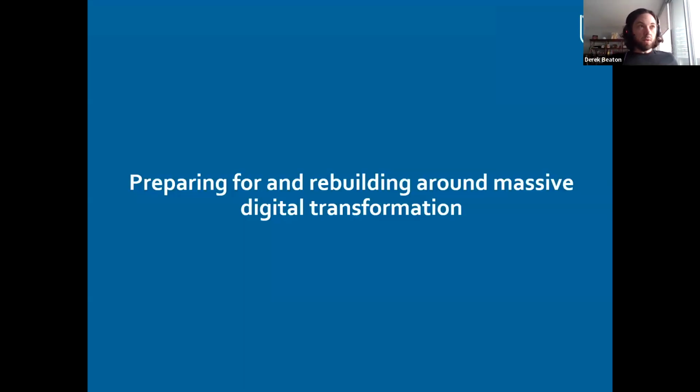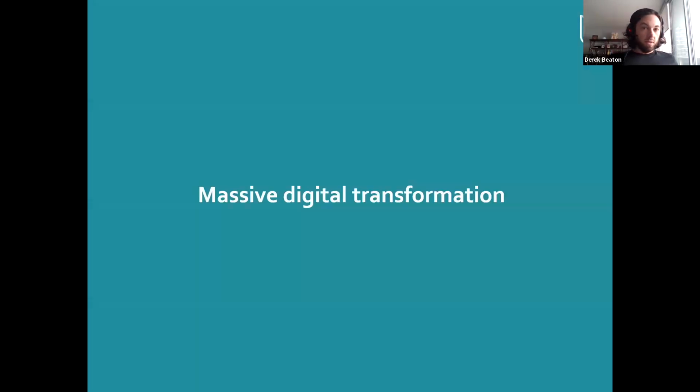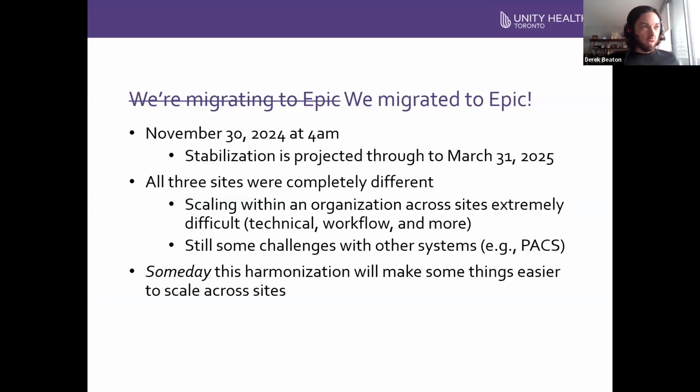So this brings us to part 3 for today. Preparing for and rebuilding around a massive digital transformation. So what is a massive digital transformation? Well, about 2 months ago, we migrated to Epic. November 30th, 2024 at 4 a.m. This date and time has been drilled into our heads. And we are currently in a stabilization period. This is projected through to the end of March, give or take some time for certain technical things to work out and certain workflow things to get situated.